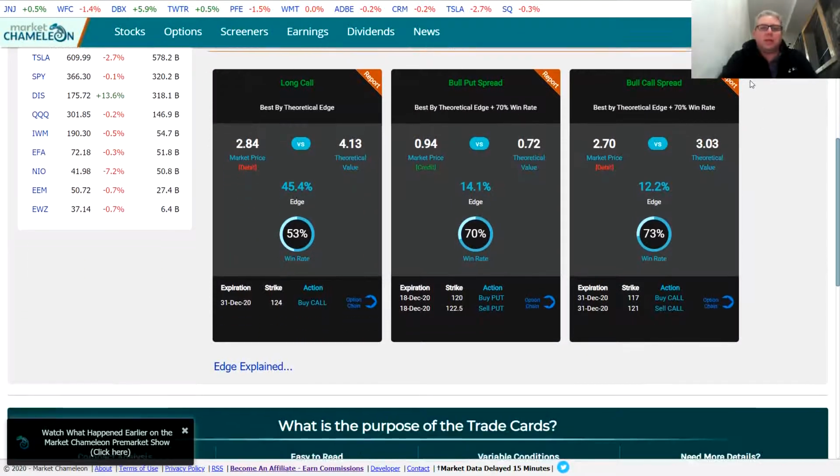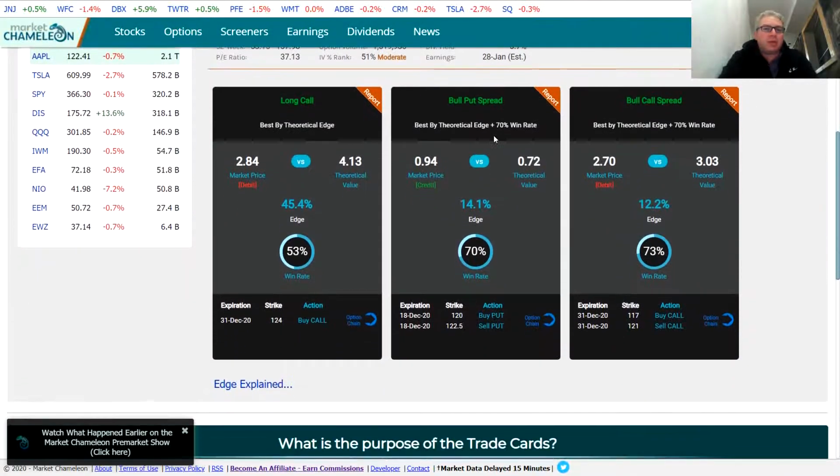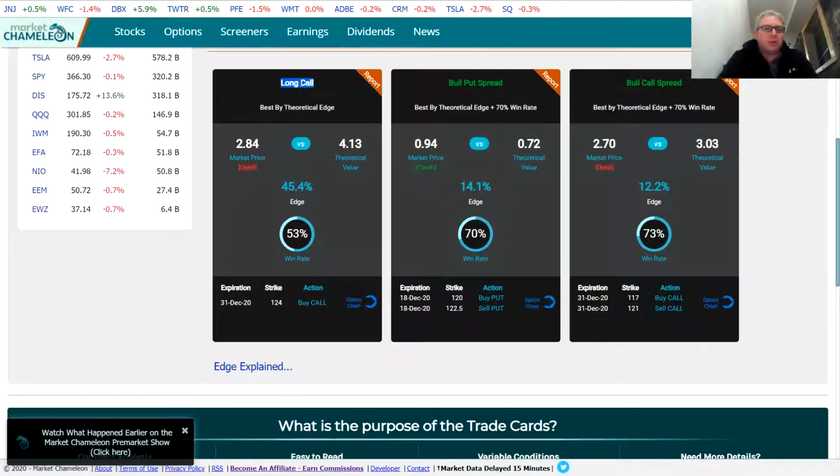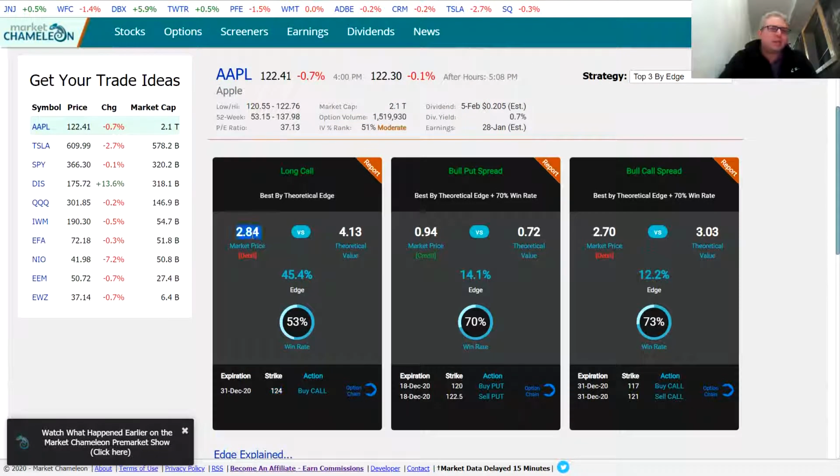And we got top free by edge. This is where we are now, top free by edge. And we got ourselves three options. Long call, number one. If you look here, December 31st, 124 call. It says buy call 124. Basically, it says that you're gonna pay $284 for one contract. But, and here's the edge, guys. That's where the software comes into fruition, as they say.